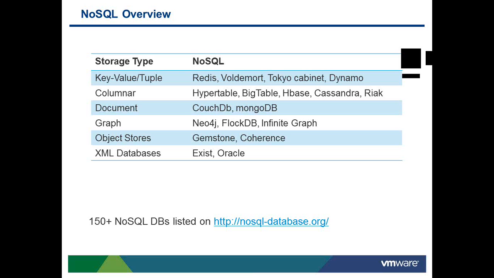And then the document-oriented stores are primarily CouchDB and MongoDB. And graph-oriented stores include Neo4j, FlockDB, Infinite Graph. And for object stores, primarily GemStone and Oracle Coherence are typical examples. XML databases exist too. If you go to nosql-database.org, you'll find about 150-plus NoSQL databases listed. So we need to be very careful in picking the right NoSQL for a particular business requirement or a particular application.